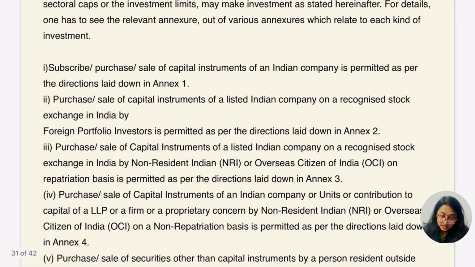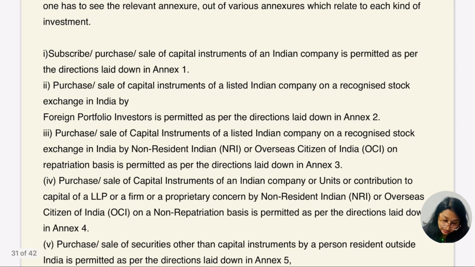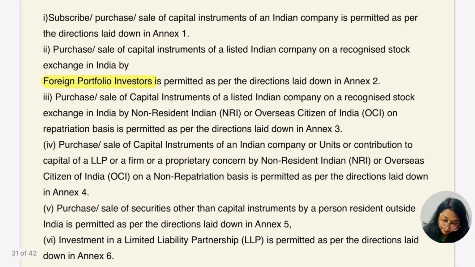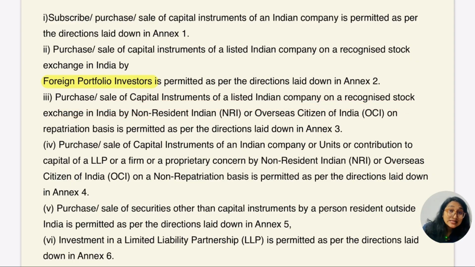Second, purchase, sale of capital instrument of the listed Indian company on the recognized stock exchange in India by whom? By the foreign portfolio investor is permitted, as per the direction laid down in annex 2. Third, purchase, sale of the capital instrument again of the listed Indian company on recognized stock exchange by whom? By the non-resident Indian.